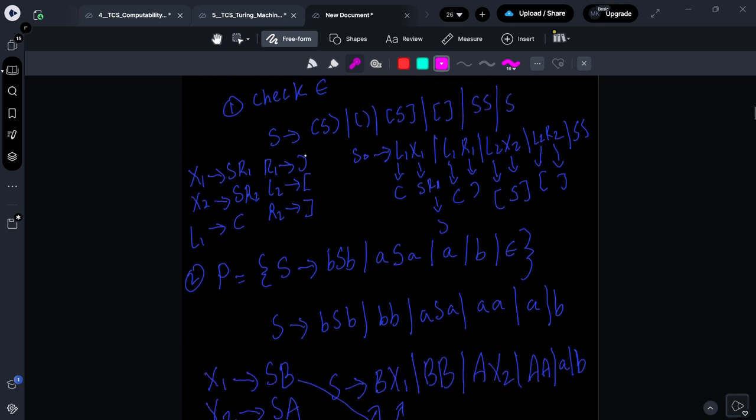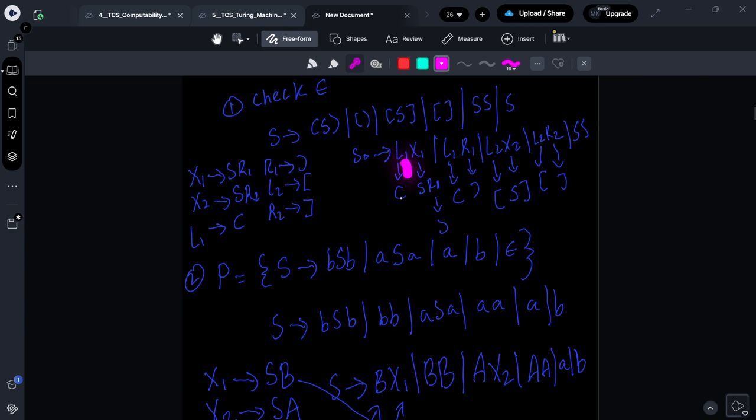Then we define rules like we say, okay, x1 goes to s and r1. R1 is the remaining bracket, s and the bracket. And then we can just define a new rule for this, L1. x2 goes to s and r2. What's r2? R2 is this. And for this we can define a rule. Because these are treated as small variables, and they can appear singly, the brackets are considered as small alphabets.